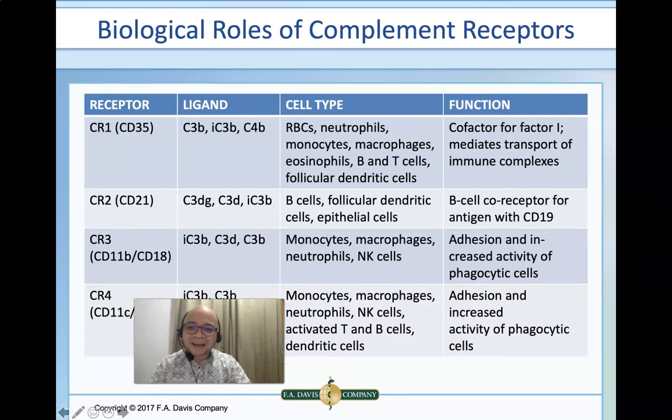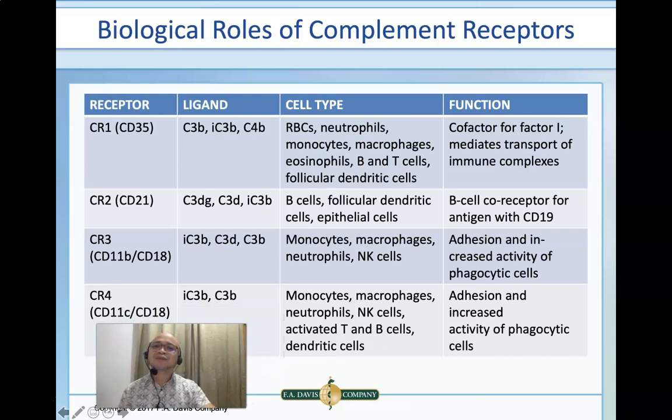So we also have the biological roles of complement receptors. Complement receptors are found on the surface of the cell, and the ones that will bind there, CR1 for example, are C3b, iC3b, and C4b. So found in these cells, this serves as the cofactor for factor I, and it mediates the transport of immune complexes. Immune complexes are usually made up of antigen, antibody, and complement.